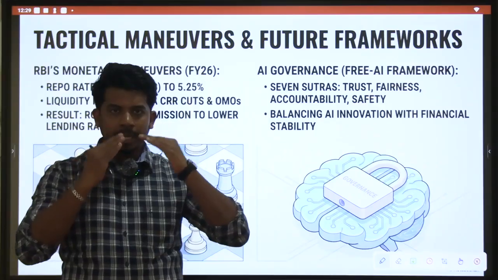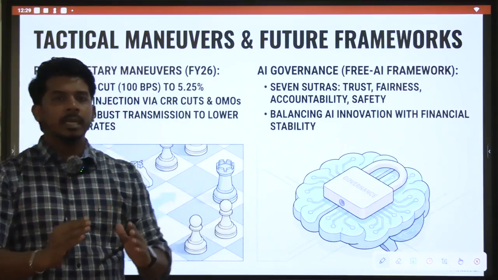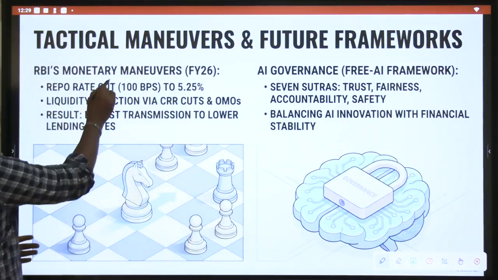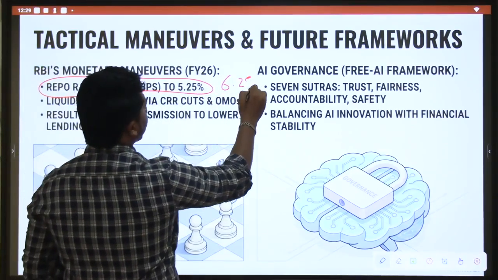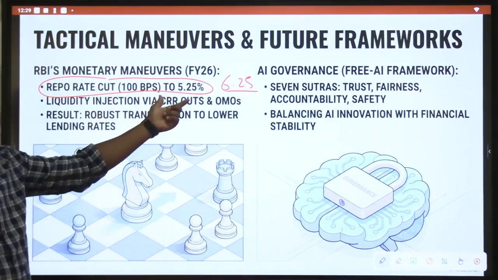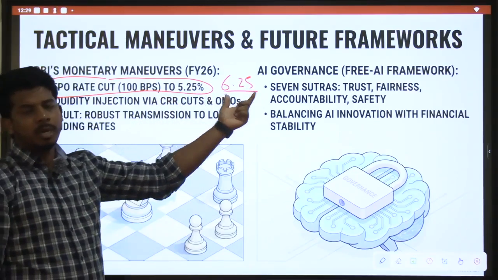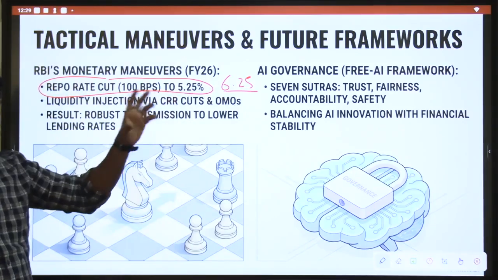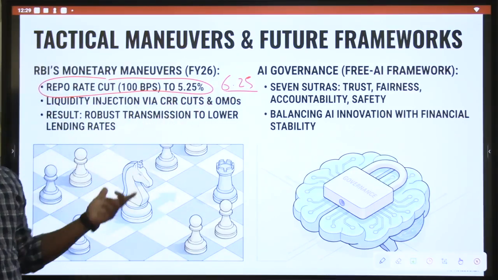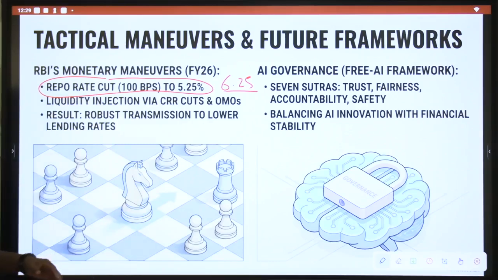Now it is time to increase the money supply in the economy. So RBI has reduced the repo rate from 6.25 to 5.25. 1% means 100 basis points. We have reduced the repo rate from 6.25% to 5.25%.